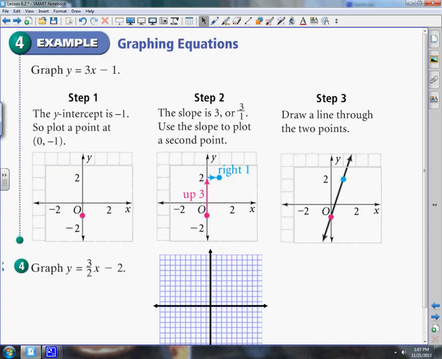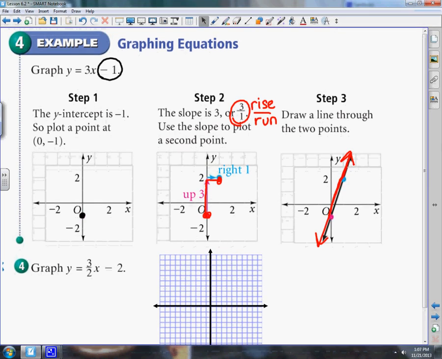So, graphing equations. Graph y equals 3x minus 1. If I asked you to graph this equation, there are also 3 steps. Step 1, the y-intercept is negative 1. It tells you right there. So you make a dot at negative 1. Step 2, the slope is 3, or 3 over 1. They change it to this because then you can use rise over run. So if you're at this point, you rise 3 and you run 1. So now you draw a line through your 2 points and then you've graphed your line.